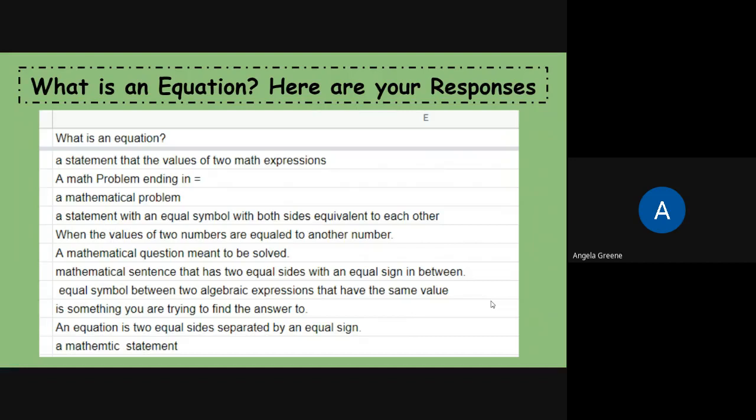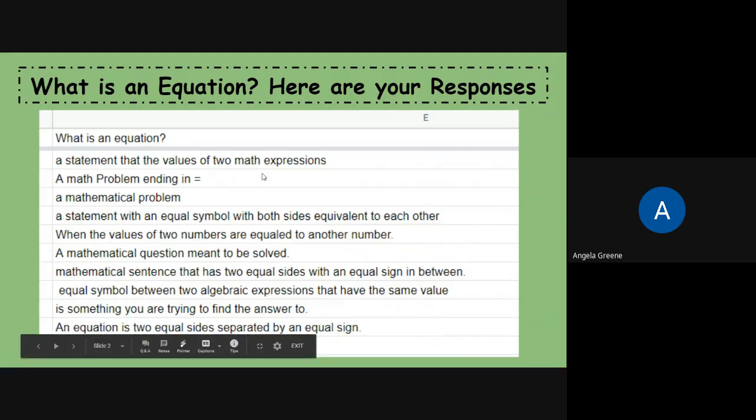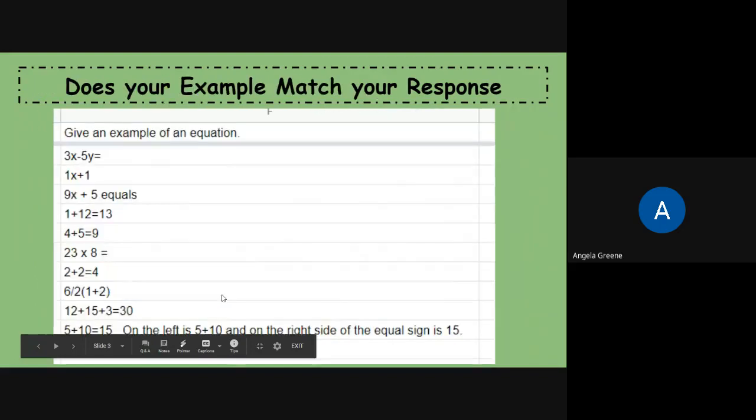An equation is two equal sides separated by an equal sign. I like these responses. Notice how we've got some vocabulary words thrown in here. It doesn't do you any good to answer if you don't know what it means. Notice how you see the word expressions. An equal symbol between two algebraic expressions. So what the heck is an algebraic expression?